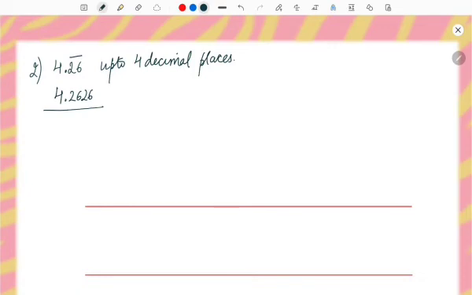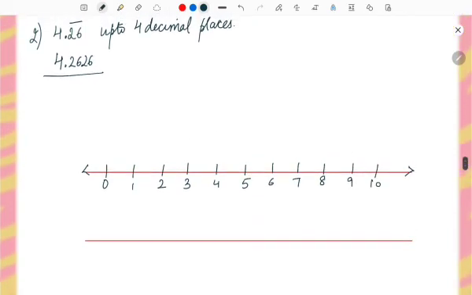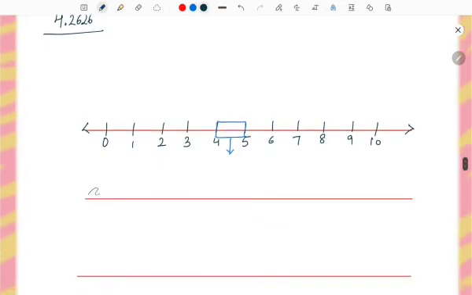Starting with the first number line, we start from 0, then 1, 2, 3, 4, 5, 6, 7, 8, 9, 10. It is your choice up till where you want to draw it. Alright, next we have to find 4.26. It is greater than 4 and less than 5, so it is going to lie between this place. We are going to mark this area, put an arrow, move to the next number line, which is going to start from 4 and end at 5.